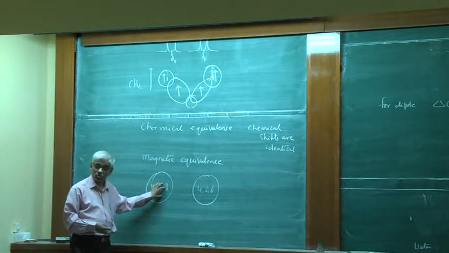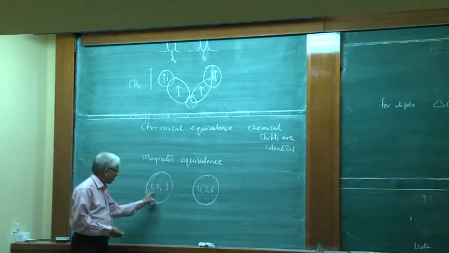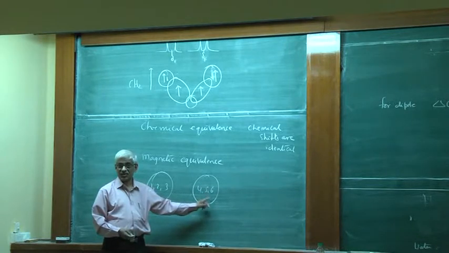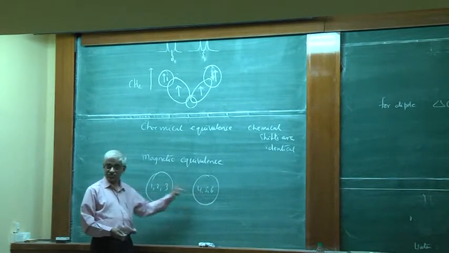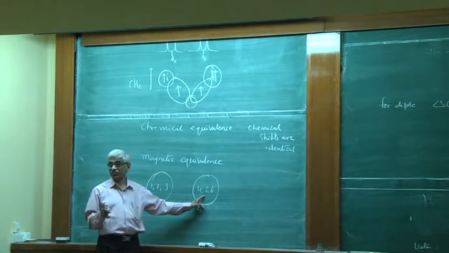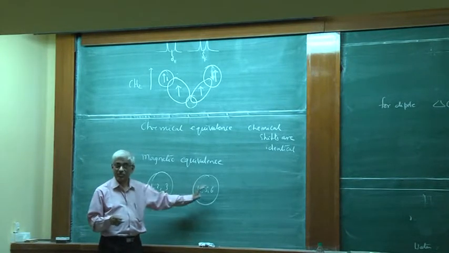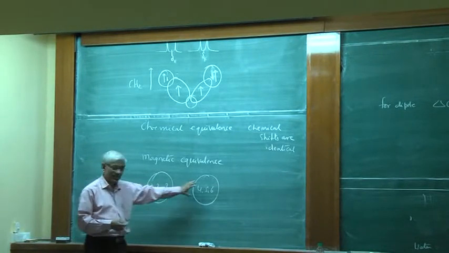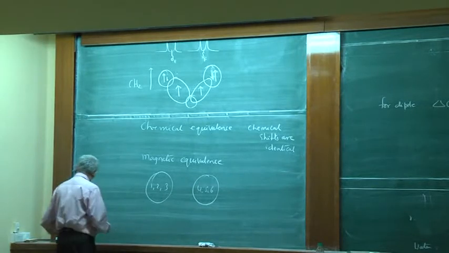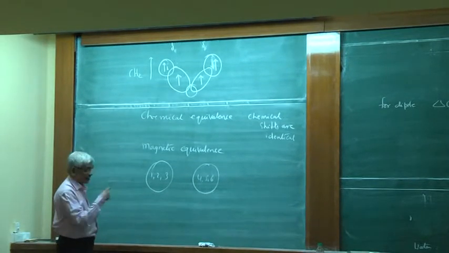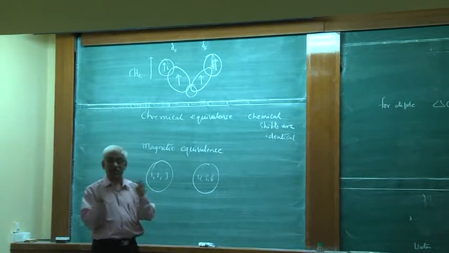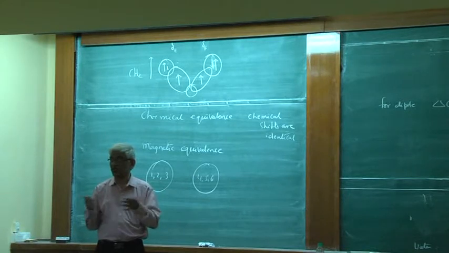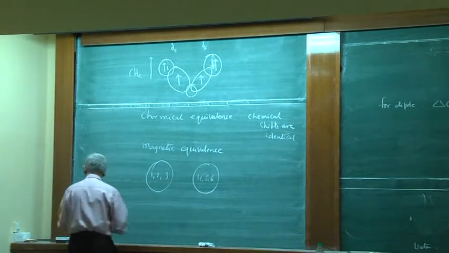But if these have to be also called magnetically equivalent, then each one of these has to have the same coupling with each one of these. The coupling constant from here to here has to be the same with everyone else. Then this group is also called magnetically equivalent. Likewise here. So you always label these nuclei with alphabets. Typically, what is the nomenclature of nuclei?